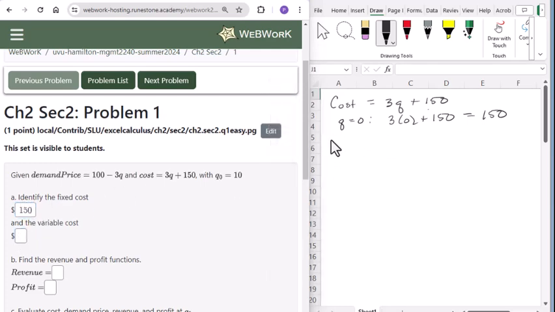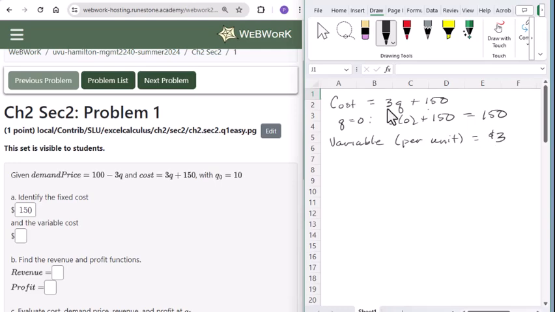Variable cost is per unit, and it's just assumed that you understand that variable cost means a per unit cost. And each unit here would be an extra $3. It's the slope.